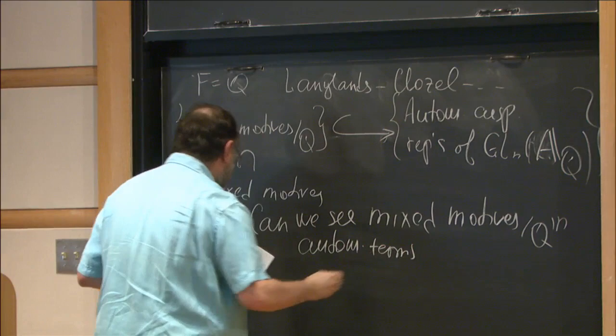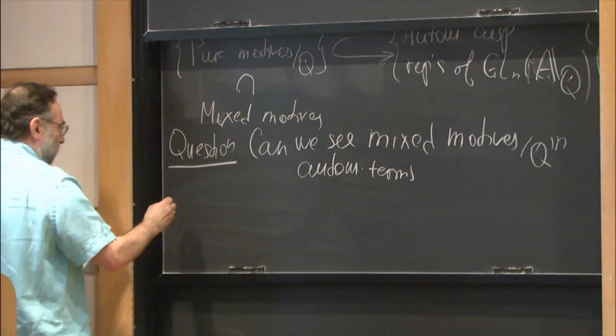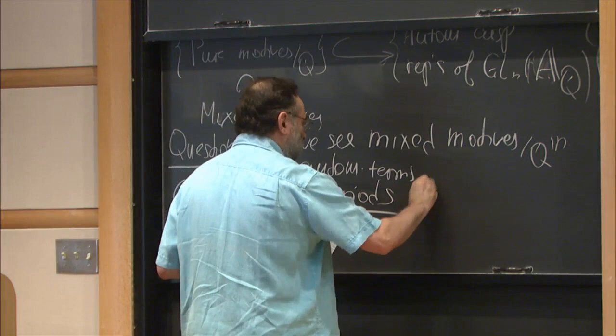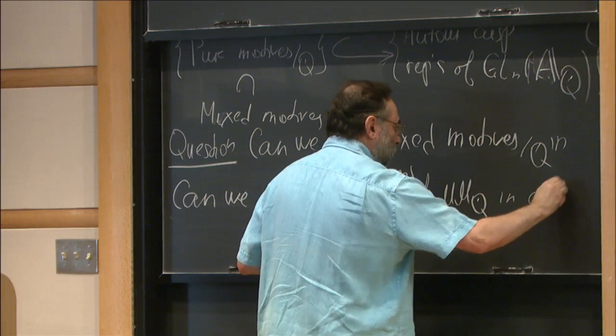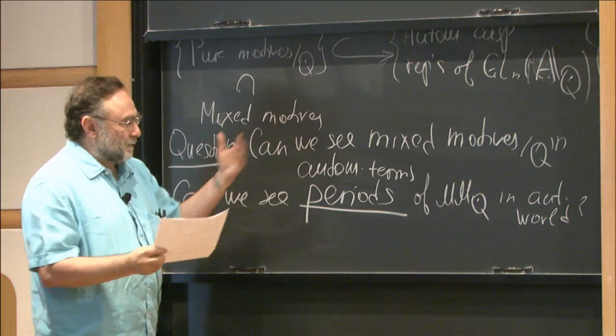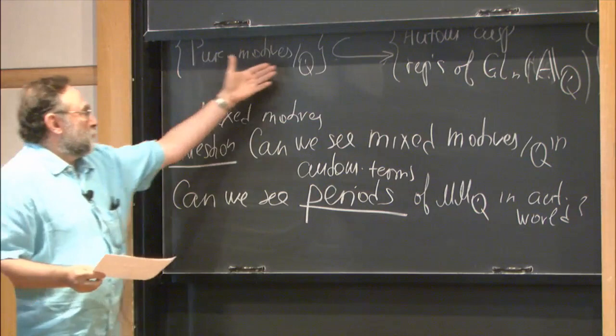And a more specific question about this is like that. So we can ask, for example, can we see periods of these mixed motives over Q in automorphic terms, in the automorphic world, so to speak? To this, again, I'm not talking about periods which come from pure motives. So there, it's by definition there. We see them. This picture tells us they should be there. But I'm talking about mixed periods.